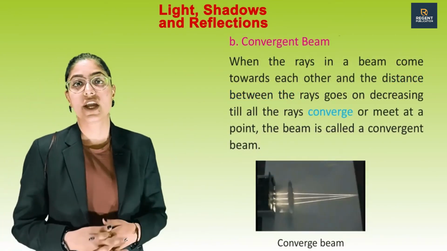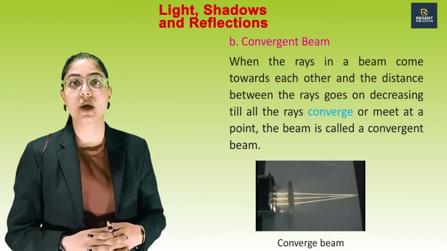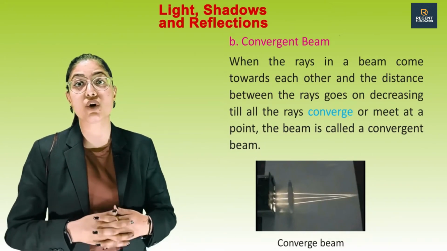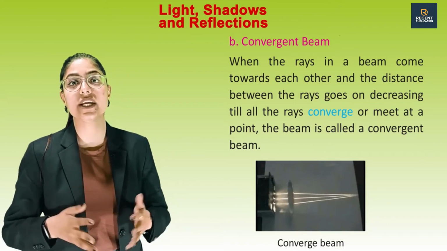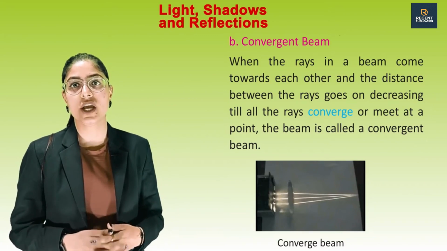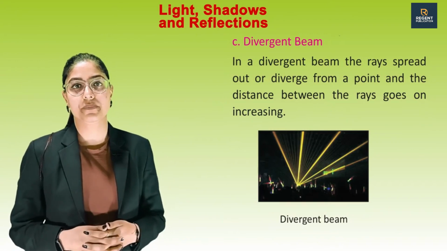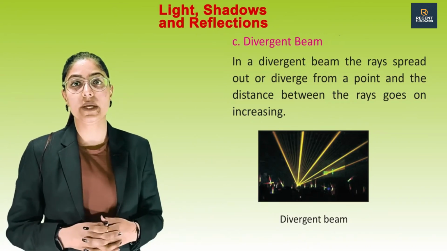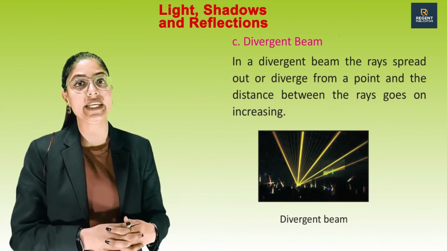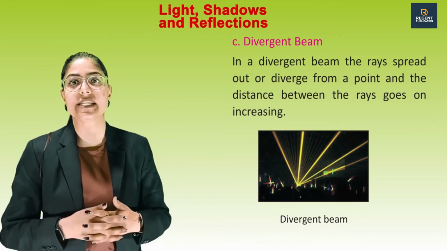B. Convergent beam. When rays in a beam come towards each other and the distance between the rays goes on decreasing till all the rays converge or meet at a point, the beam is called a convergent beam. C. Divergent beam. In a divergent beam, the rays spread out or diverge from a point and the distance between the rays goes on increasing.